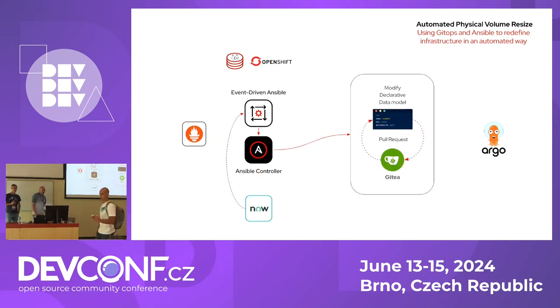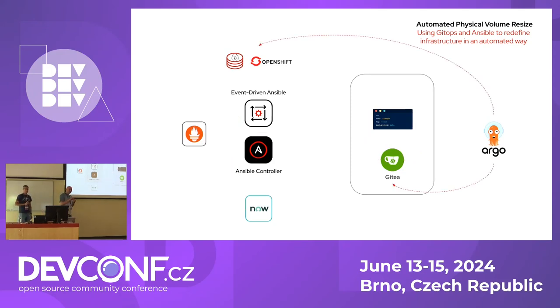Once we have the ticket open, Event Driven Ansible should detect that we have a new ticket open and trigger the mechanism. So we will download the code of the application. We will add a space to the PVC, and we will upload it again. We will commit the manifest of the PVC to the repository. And in the next stage, Argo should detect the change, deploy the new PVC, and at the end, it should close the ticket in ServiceNow.